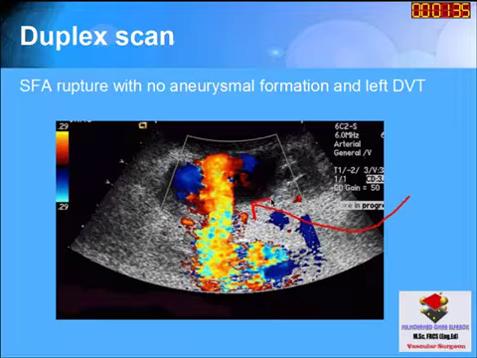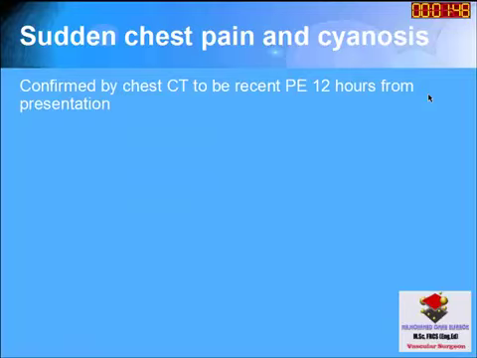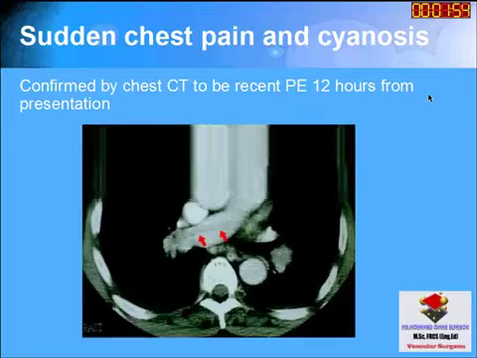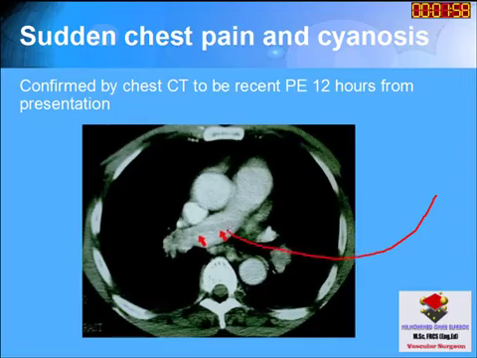Notice also that he had left DVT at the same site, which is very unusual to have DVT and rupture aneurysm at the same leg. Patient, after passing 6 hours, had a severe chest pain and become cyanosed, and the clinical diagnosis of pulmonary emboli has been made, and on CT scan we have discovered that he has a big embolus into the left pulmonary artery, which we were unable to give him anticoagulation.